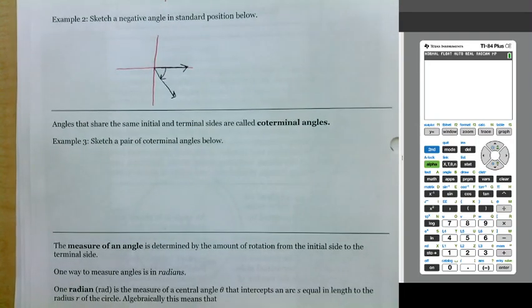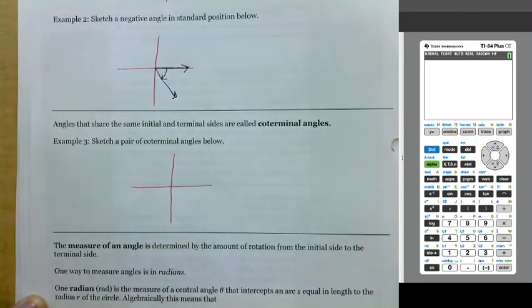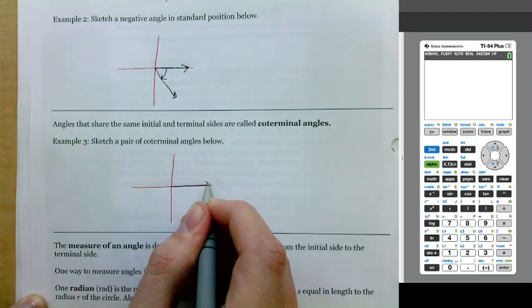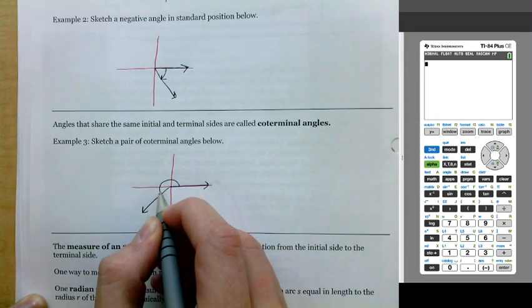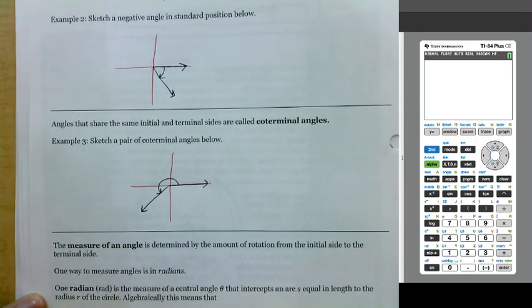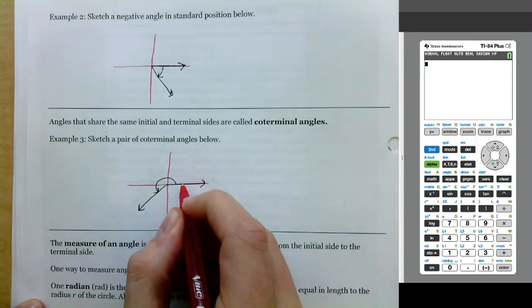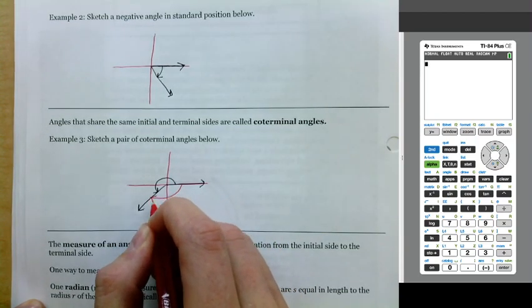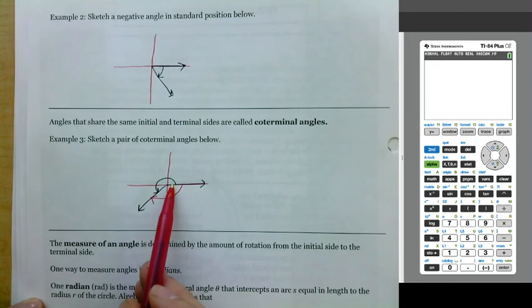Okay. Next thing we're going to talk about are coterminal angles, and those are angles that just share the same initial and terminal sides. So, for example, let's say we have one angle that is positive, so it rotates in this direction, the counterclockwise direction. But an angle that could be coterminal to this angle could be negative. We could rotate in this way. And if we land in the same spot, even though we went in the negative direction, these angles are still called coterminal angles because the initial side and the terminal side land in the same spot.